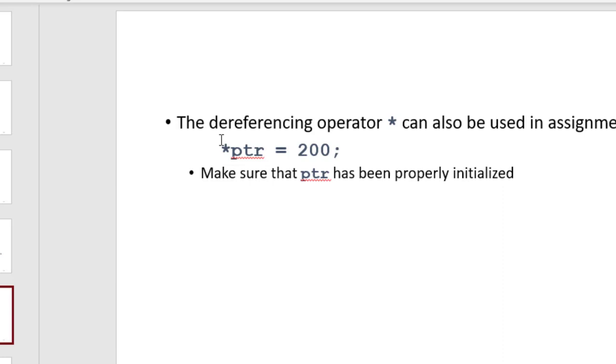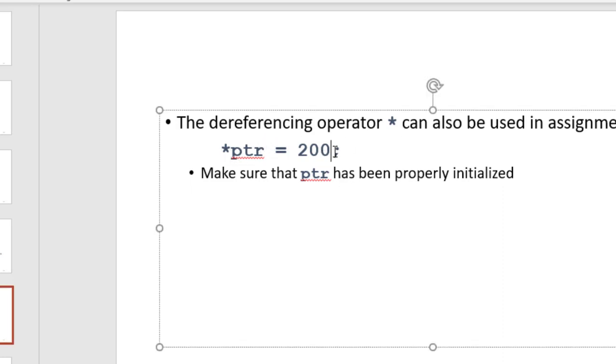So the dereferencing operator star can also be used as an assignment like this one. When you know where the pointer is pointing, you can also assign any value to star ptr. This is acceptable in a C++ program. So you have to make sure that ptr has been properly initialized.